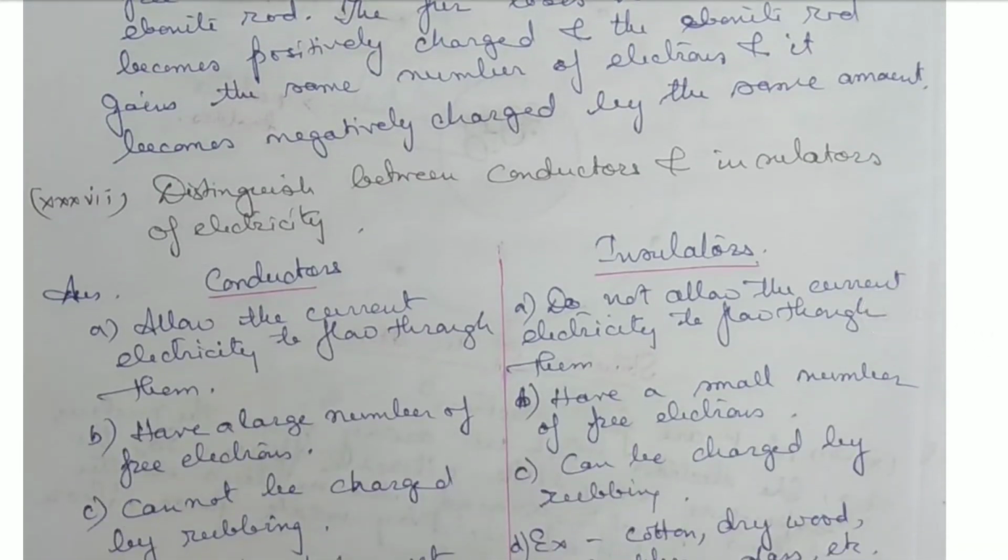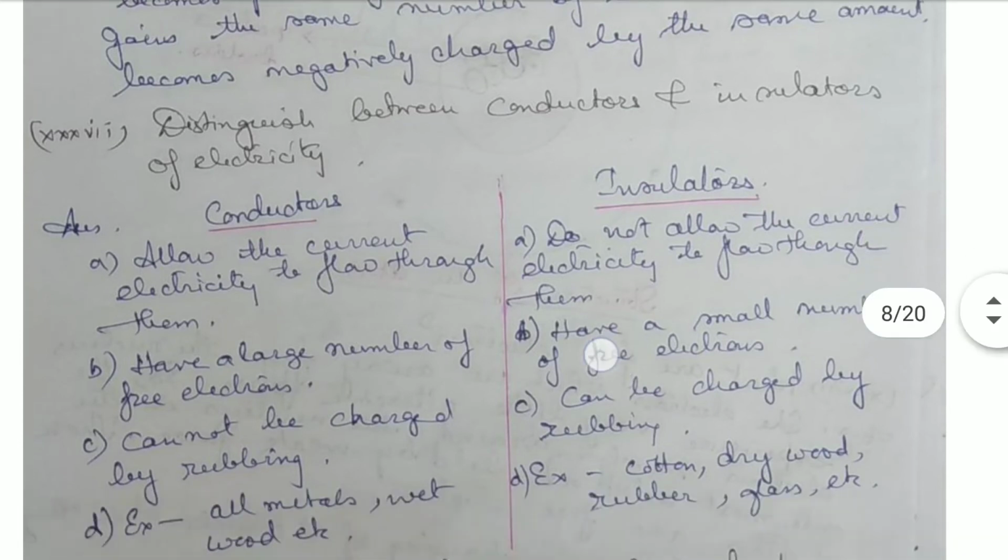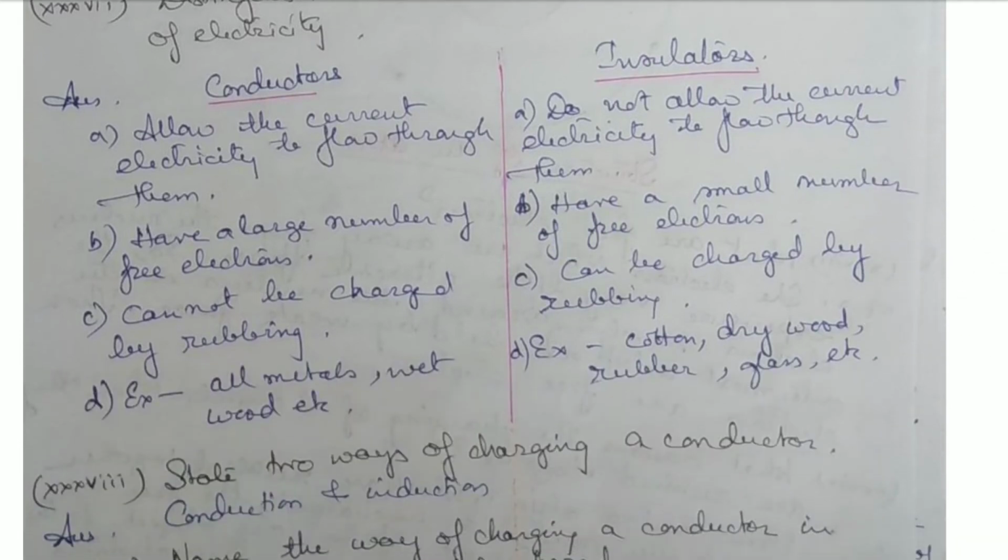Distinguish between conductors and insulators of electricity. Conductors are those which allow electric current to flow through them, whereas insulators do not allow electricity to flow through them. Conductors have a large number of free electrons. Insulators have very few, or do not have any, free electrons. Conductors cannot be charged by rubbing, whereas insulators can be charged by rubbing. Examples of conductors are all metals, wet wood, etc. And for insulators, they are cotton, dry wood, rubber, glass, etc.